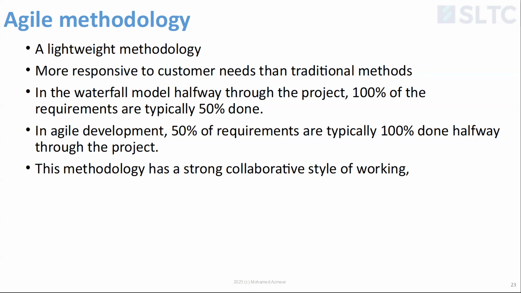So in Agile development, now look at the numbers here. In the waterfall model, halfway through the project, 100% of the requirements are typically 50% done. Do you understand? In the waterfall method, 100% of the requirements are only half done. You have another half to do of the requirements, right? Now, what if the requirements change? That's another big problem. We don't know whether requirements can change, but in the real world, yes, the requirements are also changing. Whereas in Agile development, 50% of the requirements are typically 100% completed halfway through the project.